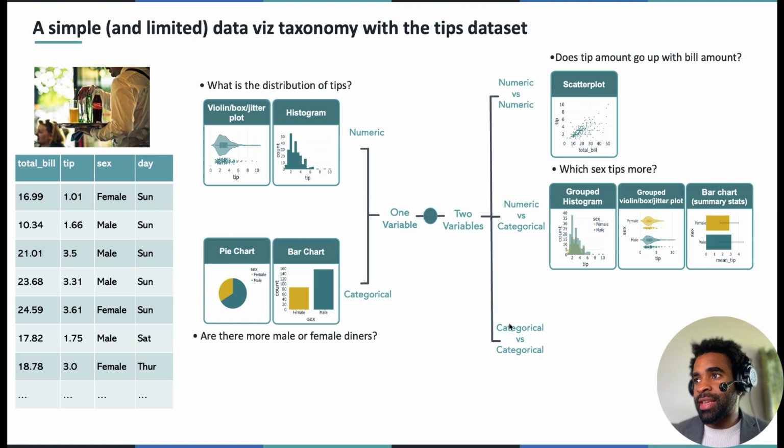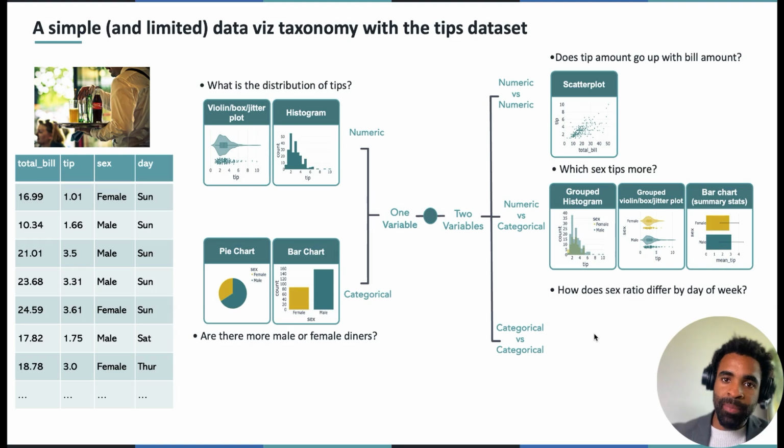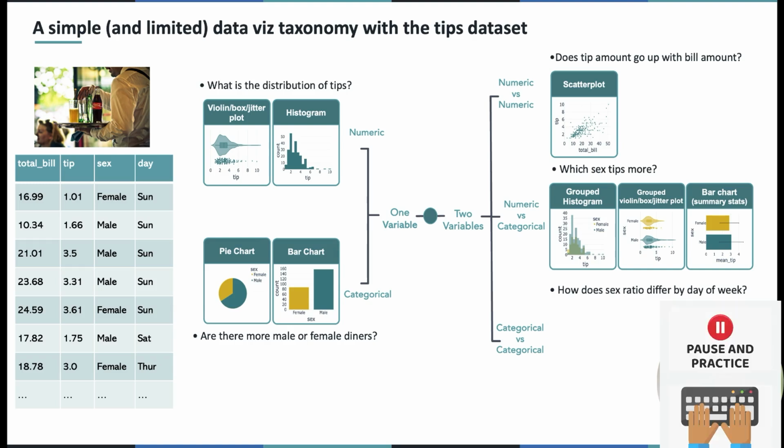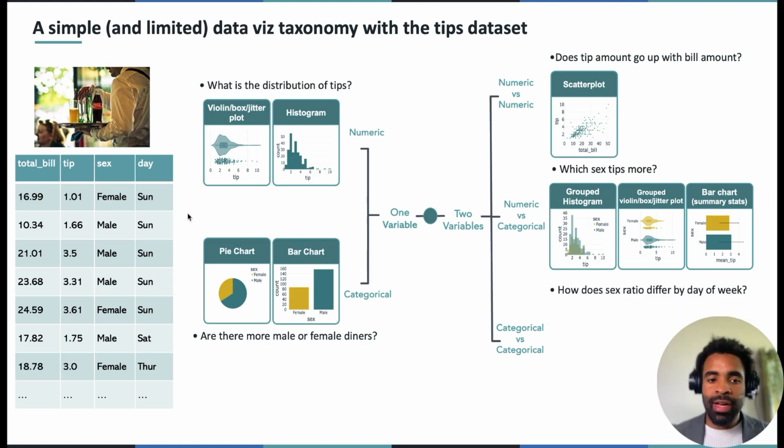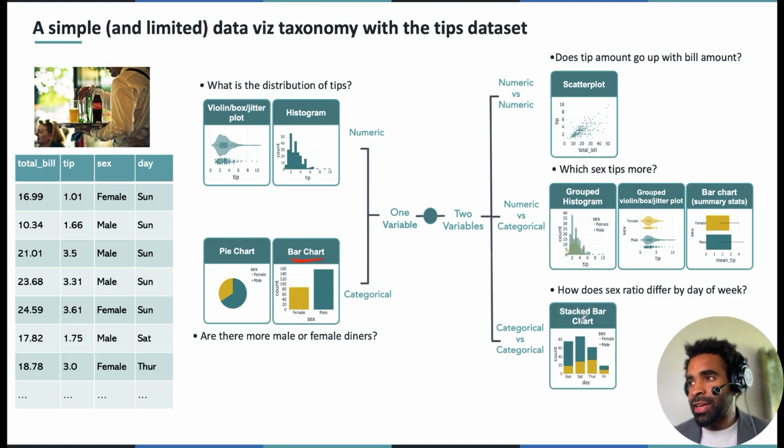Now, finally, let's think about the categorical versus categorical type plots. So for this, we have the question, how does sex ratio differ by day of week? So again, pause the video and think about how you would visualize this. So typically for this kind of plot, we're simply going to take a bar chart and add another level of categorization to it and create a stacked bar chart.